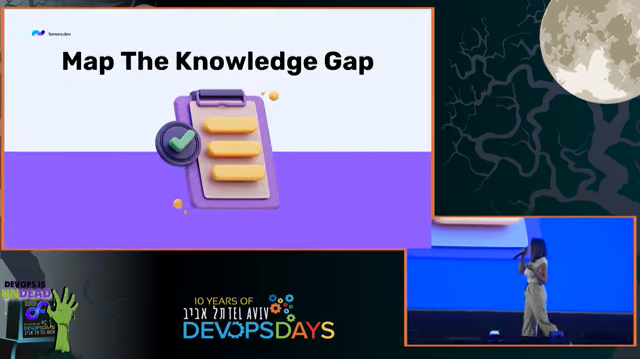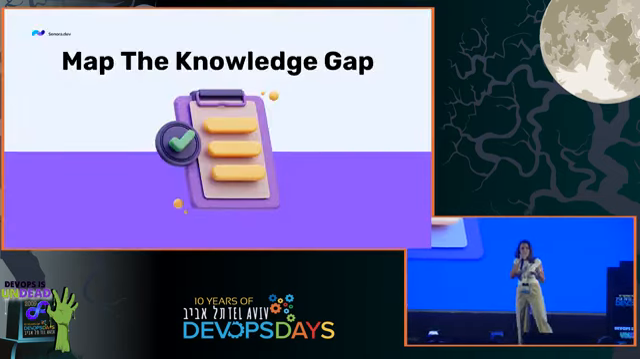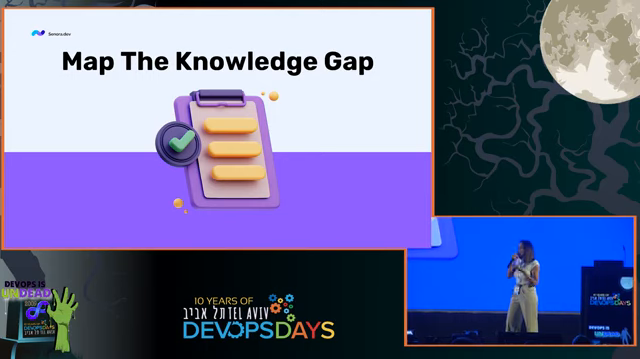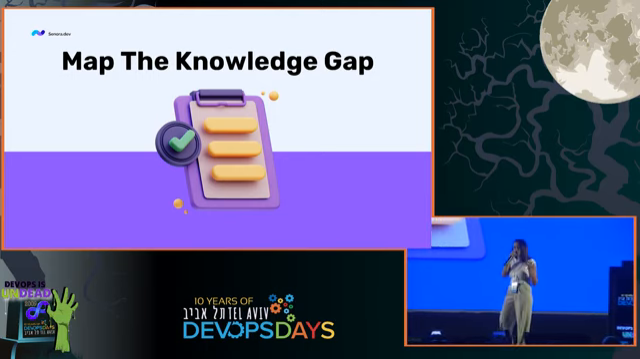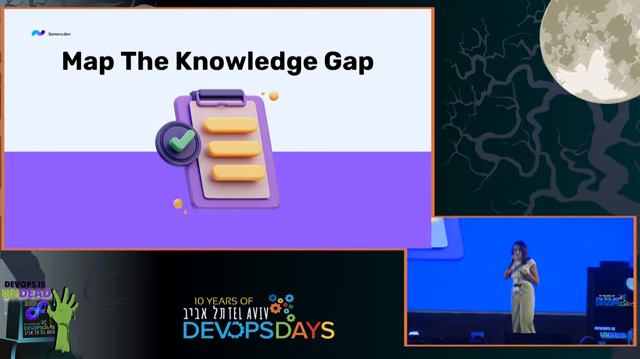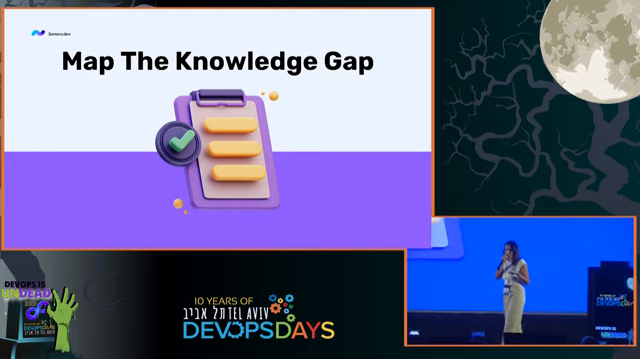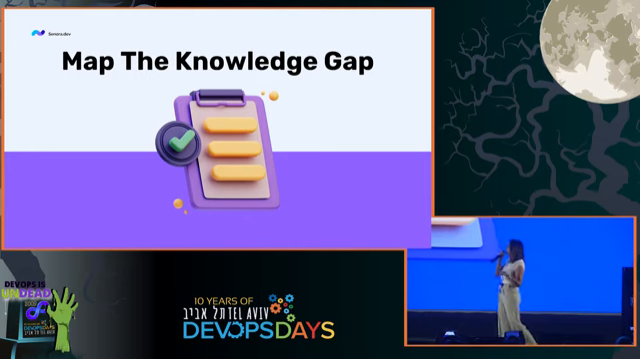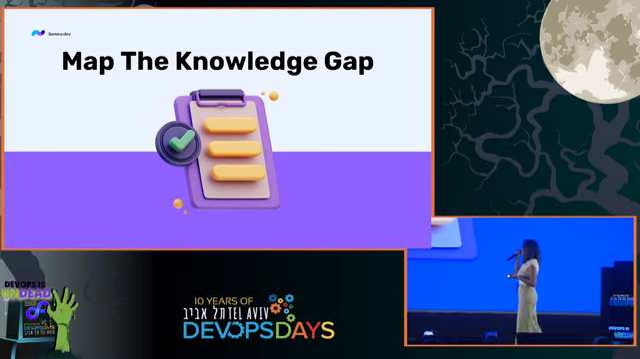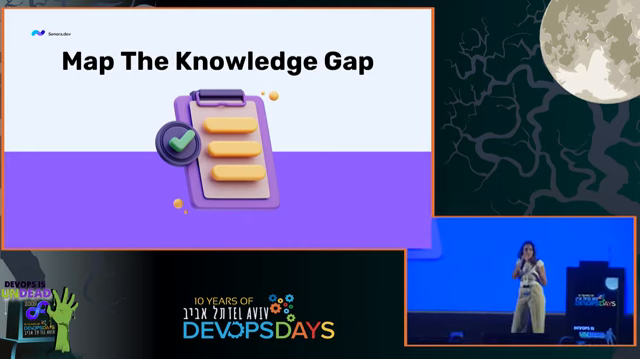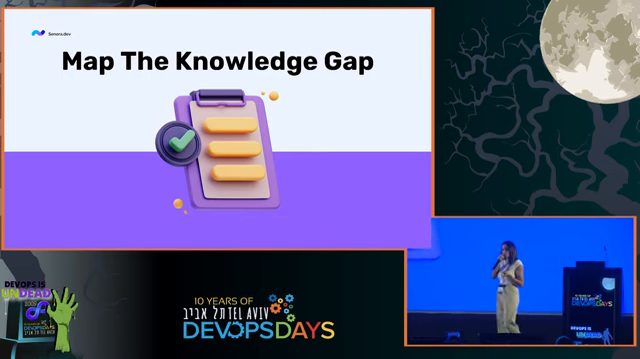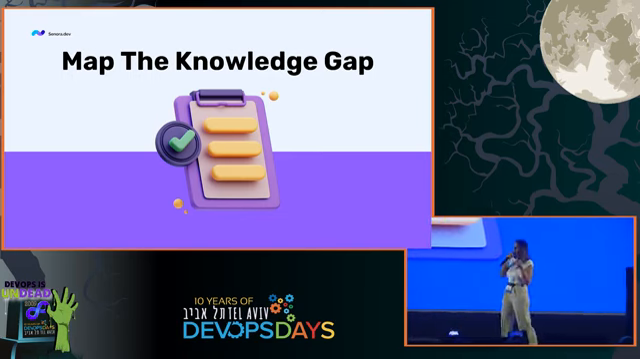So first of all, the knowledge gap mapping. Before I provide developers new capabilities, I must make sure that they have the necessary knowledge. For example, I will not enable developers to edit VPC configuration if they have no idea what networking is, right? Additionally, this mapping will help me to decide which trainings I should provide the developers before they use the new tools.